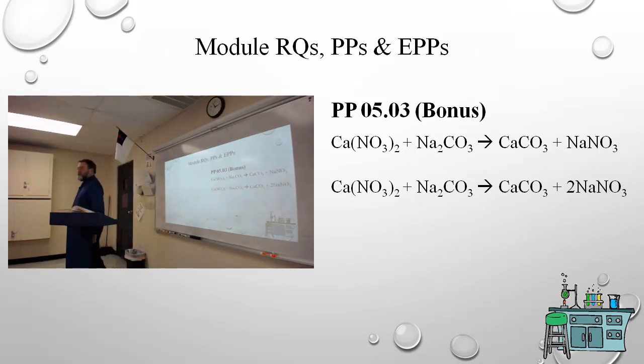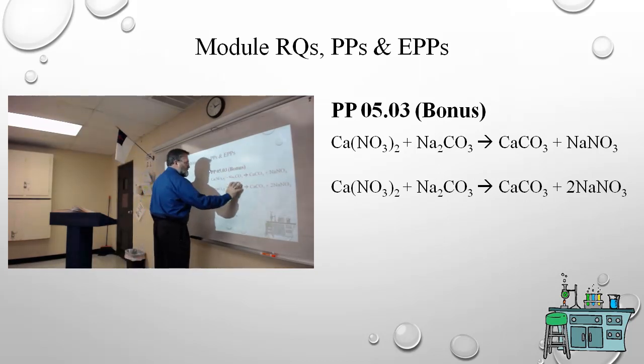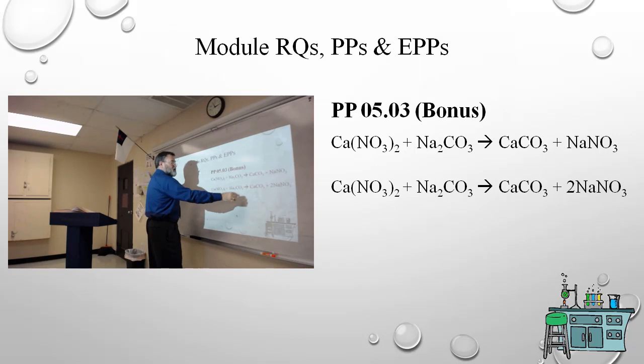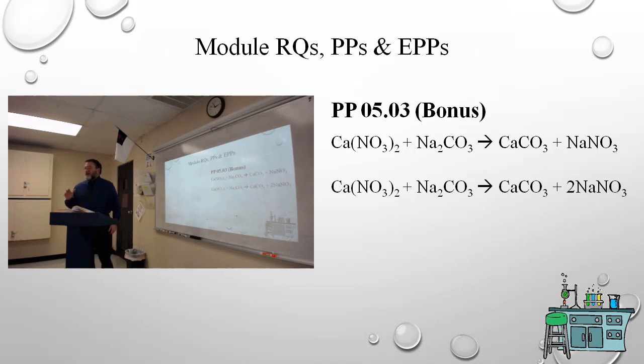It's balanced. What this is telling me is if I take 1 molecule of calcium nitrate and 1 molecule of sodium carbonate and react them, I'm going to produce 1 molecule of calcium carbonate and 2 molecules of sodium nitrate. I haven't created anything. I've rearranged it from 2 molecules into 3, but I haven't created or destroyed anything. Okay? That's why it's bonus information, because it's here to make you go, whoa, but it's not going to be on the test.